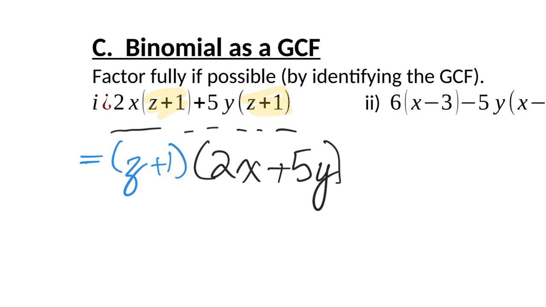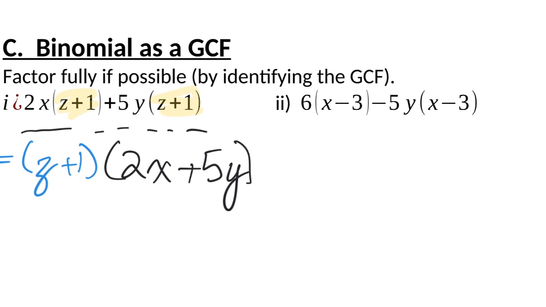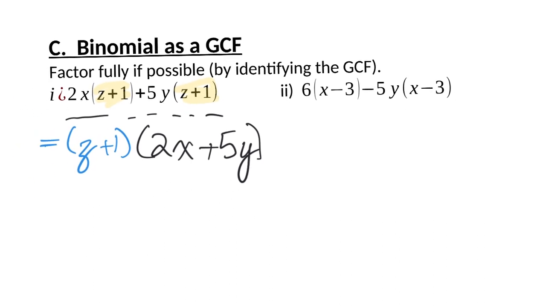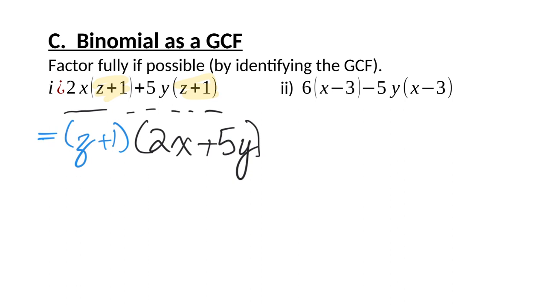So when you see a matching bracket, the key is to pull the bracket out front and then use the garbage collector to put the rest of the stuff in there. So now let's do the same for this next problem. Same idea. Going to zoom out so we can see it all together. We've got 6 times (x minus 3) minus 5y times (x minus 3).